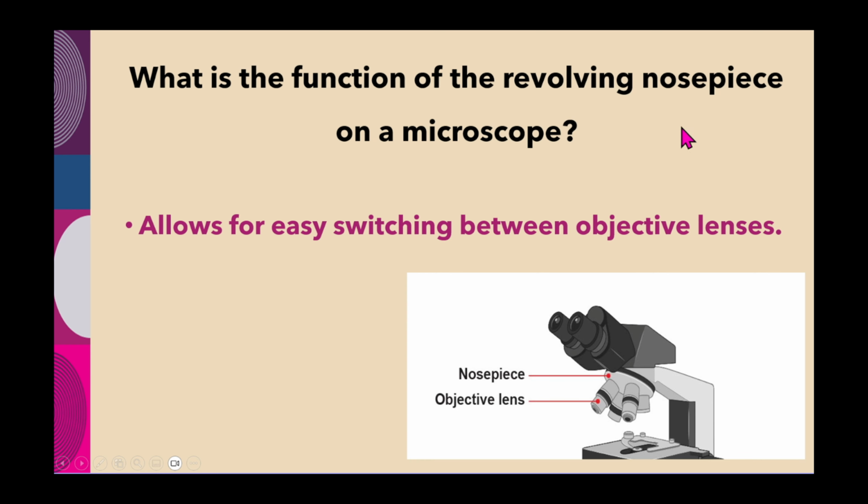What is the function of the revolving nose piece on a microscope? This is a nose piece. It allows for easy switching between objective lenses.